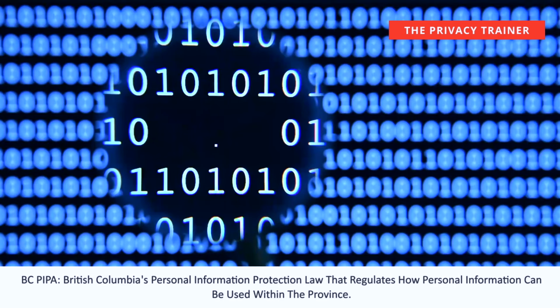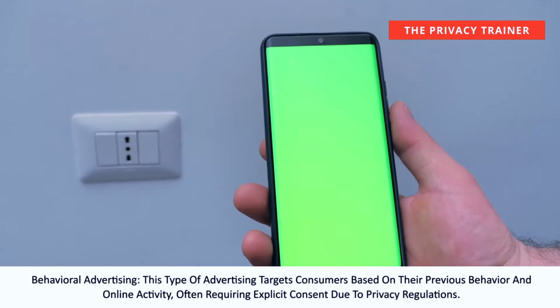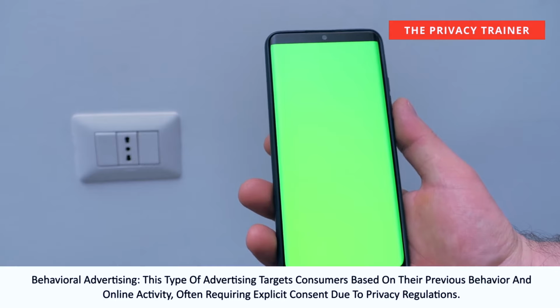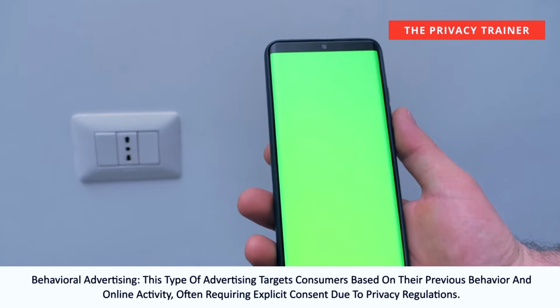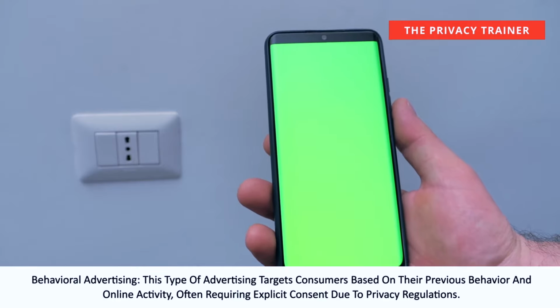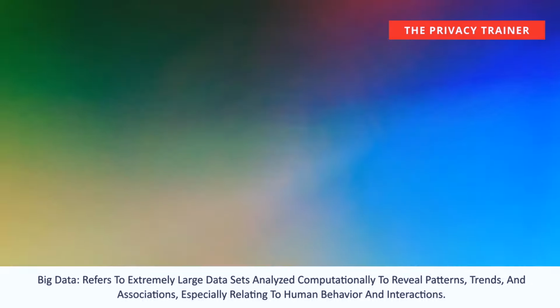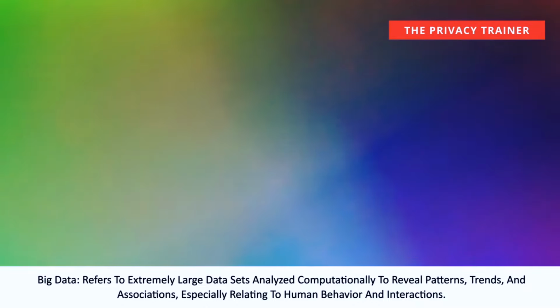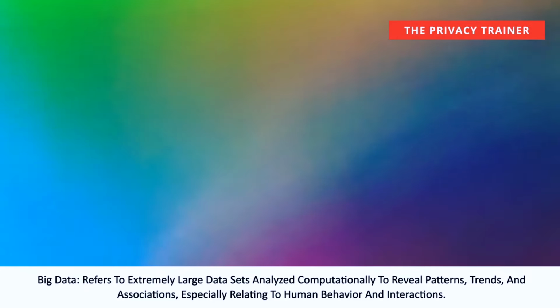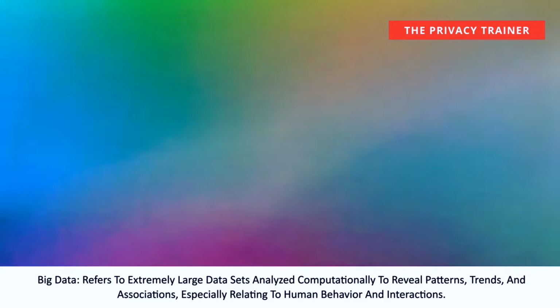BC PIPA, British Columbia's personal information protection law that regulates how personal information can be used within the province. Behavioral advertising. This type of advertising targets consumers based on their previous behavior and online activity, often requiring explicit consent due to privacy regulations. Big data refers to extremely large data sets analyzed computationally to reveal patterns, trends, and associations, especially relating to human behavior and interactions.